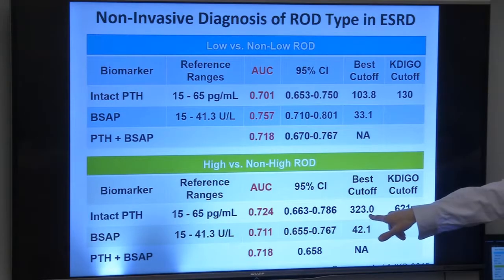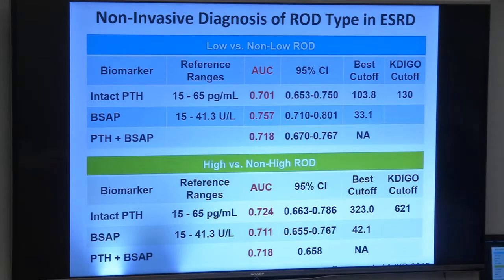Why this difference here? So this KDIGO cutoff was based not on hard outcome data, it was based on observational data in large dialysis cohorts that showed that mortality rates and fracture rates had a U-shaped phenomenon and basically began to go up when the PTH was around 620. So it's not really based on any hardcore clinical data.